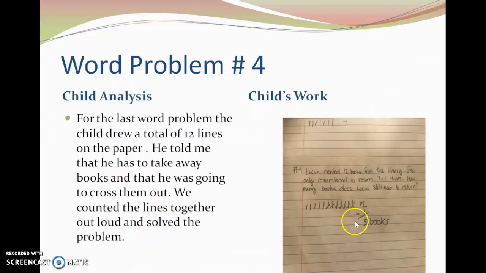So here he did an excellent job. We read the problem out loud together, and he was already understanding the concept. So right away he drew out 12 little lines to represent the books, and he crossed out 7. And when I asked him what he needed to do, he said he needed to take away 7, so he crossed them out. And he got the answer correct, and he solved the problem.